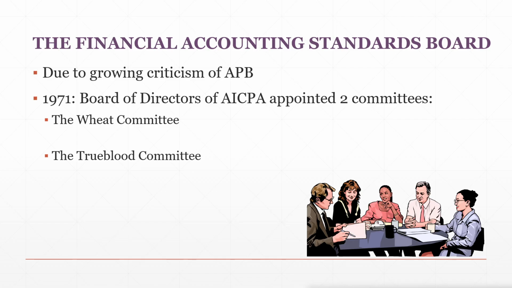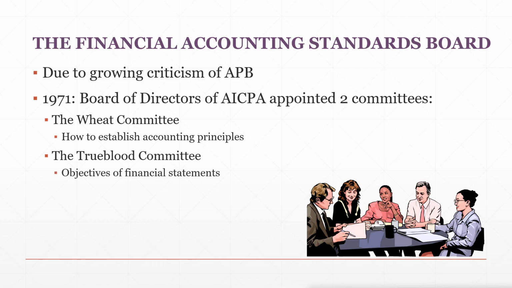So this resulted in the Financial Accounting Standards Board, FASB. Due to the growing criticism of the APB, the Board of Directors of the AICPA appointed 2 committees, the Wheat and the Trueblood committees. The Wheat Committee worked on how to establish accounting principles, and the Trueblood Committee worked on objectives of financial statements. And thus the FASB was established.